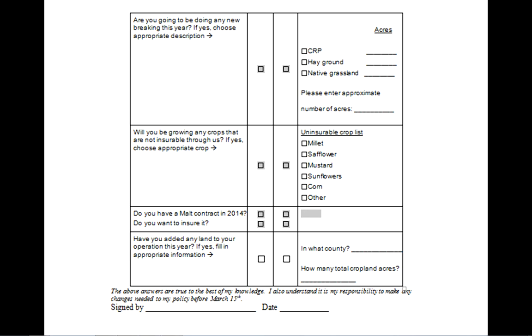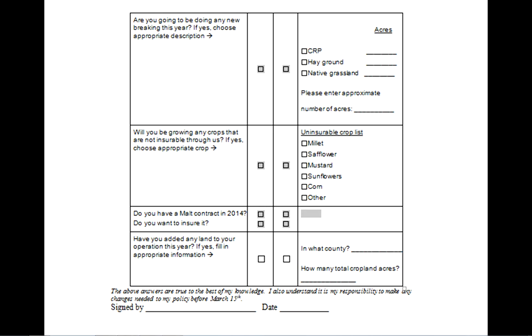Will you be growing any crops that aren't insurable through us? You may not know what's insurable in your county, so if it's something questionable, just check yes here and write it over there. It may not be just these crops. It might be something different, whatever you come up with, that you know is possibly not insurable on your crop insurance anyway. Please check yes and list it on the right hand side so we can get that sorted out as well.